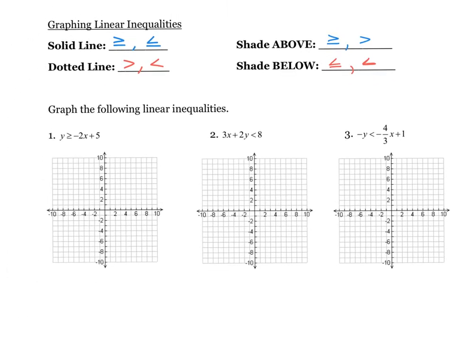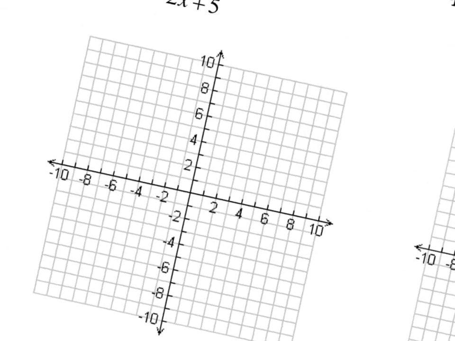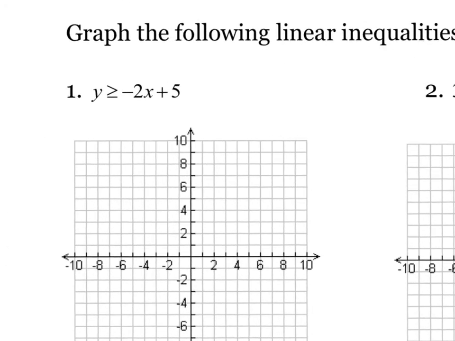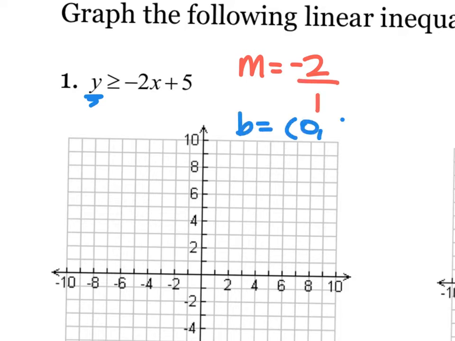This should still be an Algebra 1 skill, but we're going to need to know how to do this pretty well for this lesson. So, number 1, we have y is greater than or equal to negative 2x plus 5. So, just like y equals mx plus b, I know this is in slope-intercept form because the y is by itself. My slope is negative 2. Let's write that as a fraction, so negative 2 over 1. My y-intercept is (0, 5). So we're going to plot that point right on the graph.